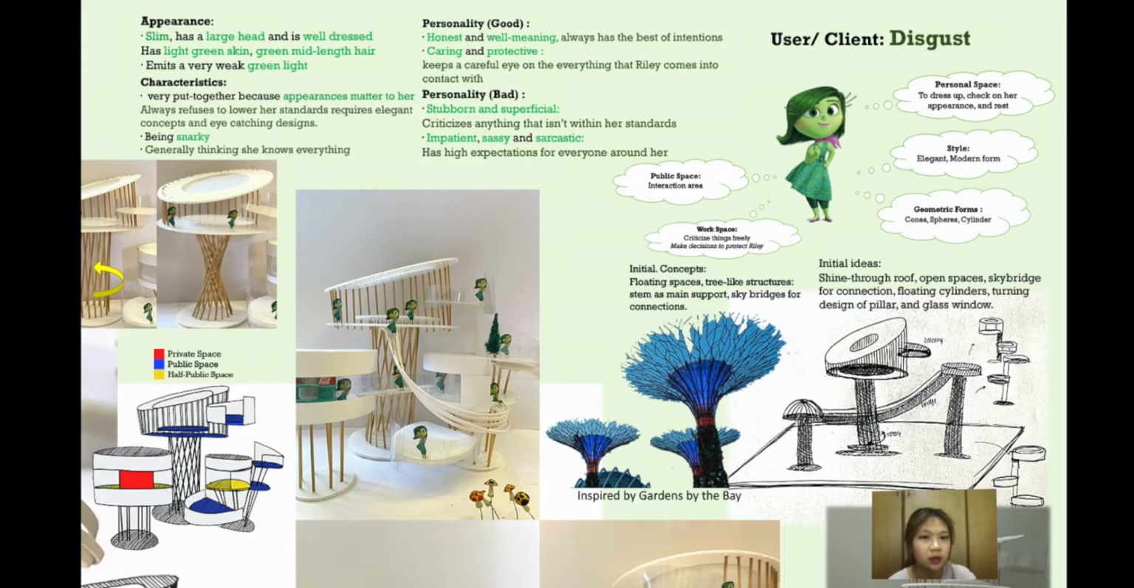In my opinion, Disgust would definitely require an elegant concept space with eye-catching design because she's a very put-together person, and she also has her own high standards for everything around her. Elegant and modern forms of design would suit her more. My initial idea was to create architectures using geometric forms such as cylinders, cones, and spheres.